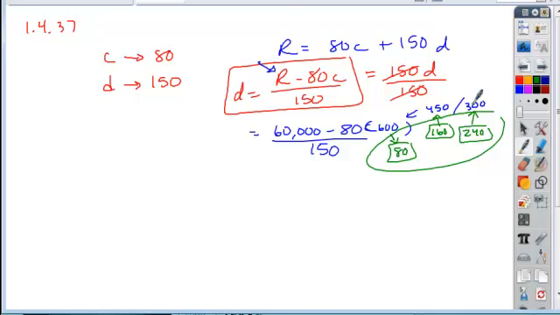All right. Other problems from 1.4? Okay, what about 1.5? Any questions on those?